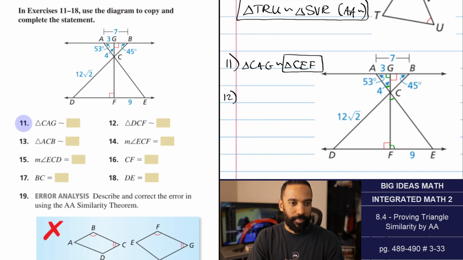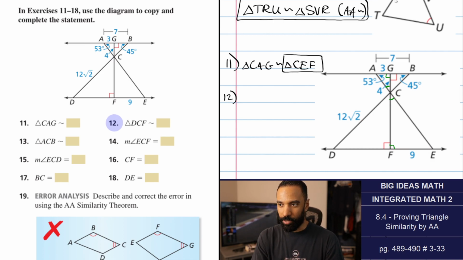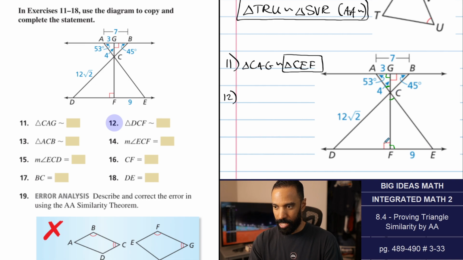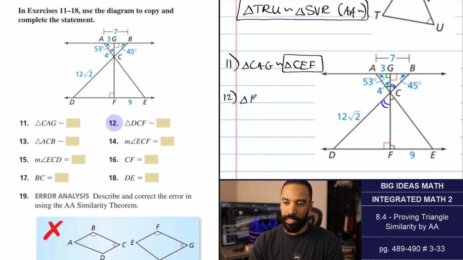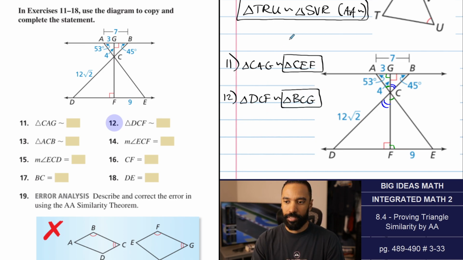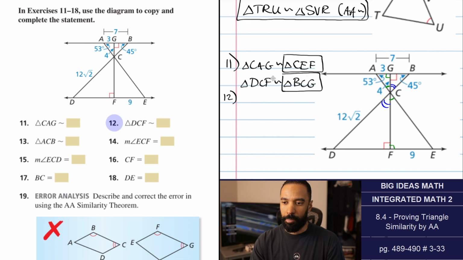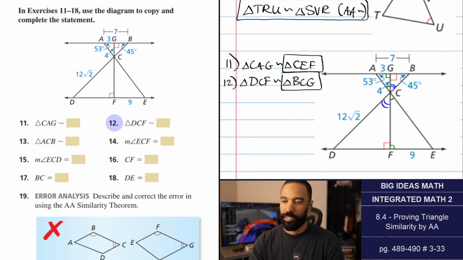Number 12. Triangle DCF, and I think will be the same reason on this other set. So triangle DCF, here's D, here's C, here's F. And here's another set of vertical angles here and here that are congruent to each other. And the right angles that are congruent to each other as well. So DCF with BCG. Triangle DCF is similar to triangle BCG. I can probably move these up without incident.